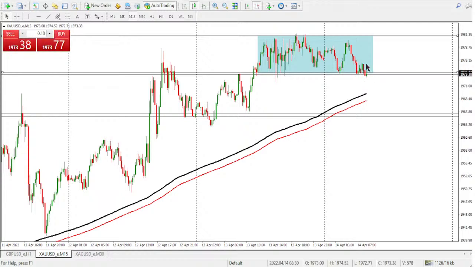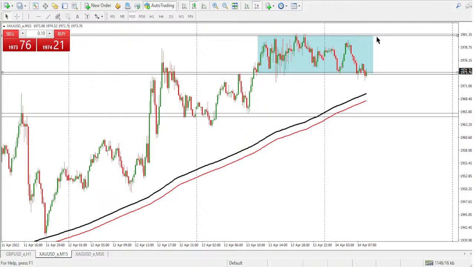So while the price is contained below this rectangular formation, we actually expect sellers to push price down. We expect a sell at least up to these two moving averages or these two levels, or if the price again pulls back up and ends up within 1973.79, then we do expect buyers to continue to push price to the upper side, at least up to this level here. So we look for buy positions up to this point.